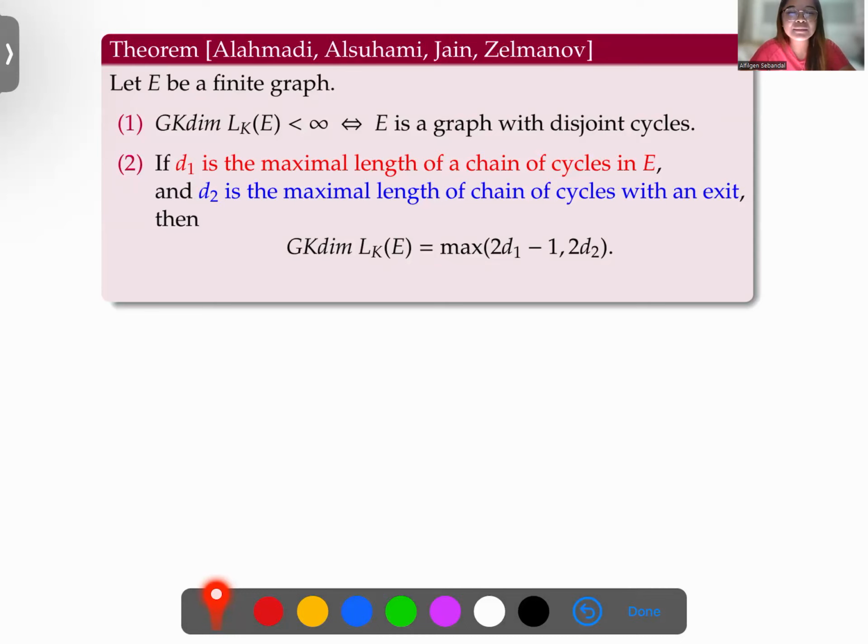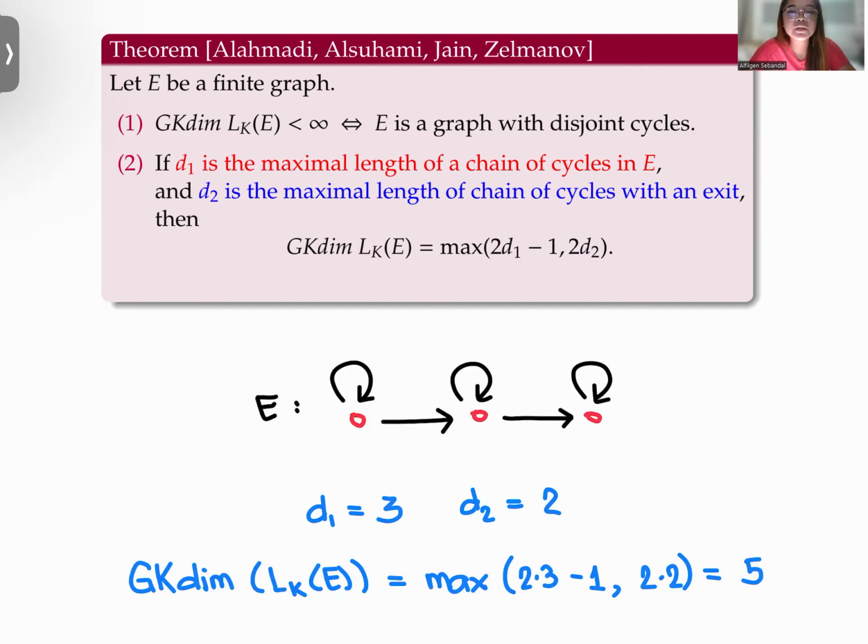Zelmanov, Alamadi, Al-Sulami, and Hayin have actually provided a wonderful formula for the Gelfand-Kirillov dimension of the Leavitt path algebra. Now, you don't need to dig deeper into the algebra of the Leavitt path algebra, but you just need to see the geometry of the graph. In particular, you are going to take a look at the length of a chain of cycles in your graph. If you remember, in the beginning of my talk, you have this chain of cycles. And for example, using the formula that they have provided, the Gelfand-Kirillov dimension of the Leavitt path algebra of this graph is actually 5. So that is very good news because you don't have to think too much algebraically, you just have to look at your graph essentially.